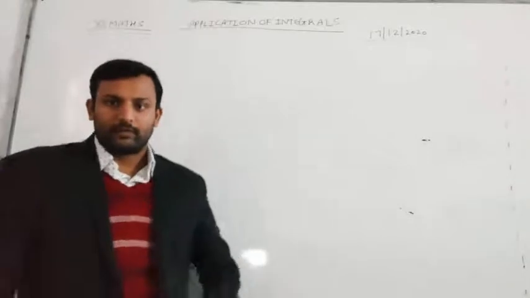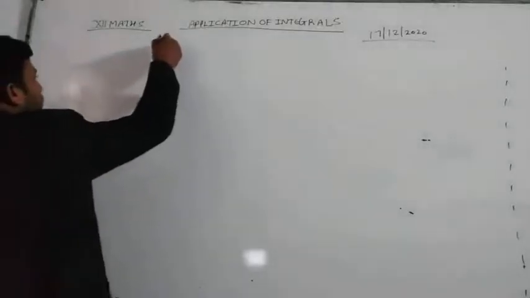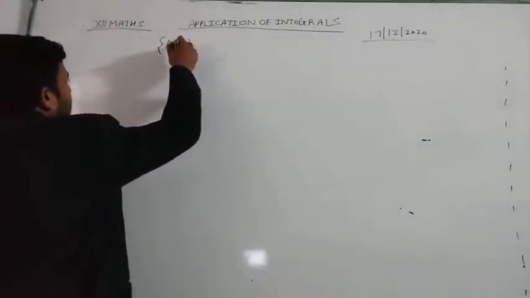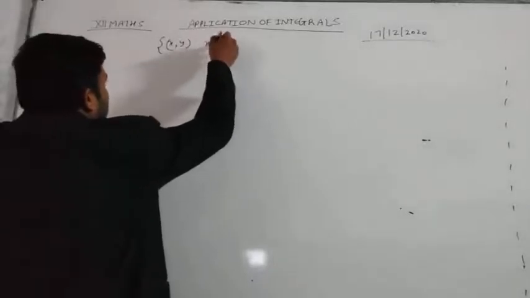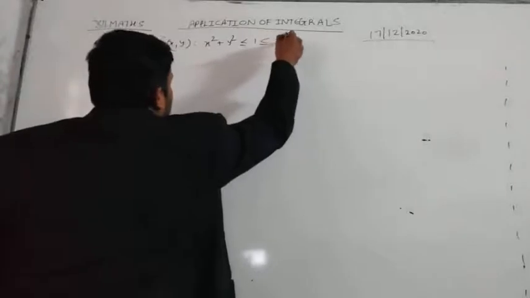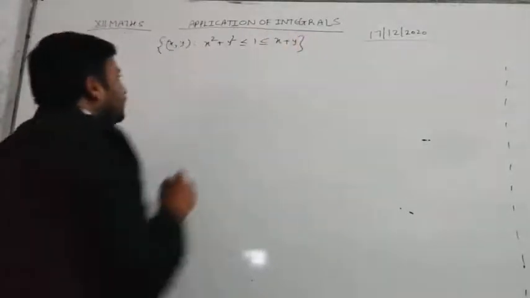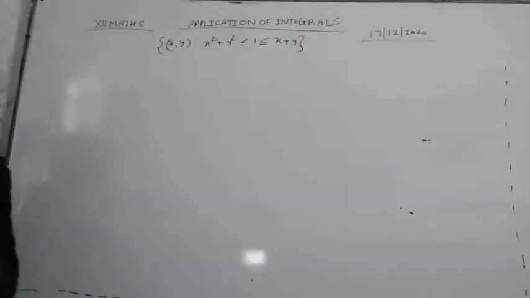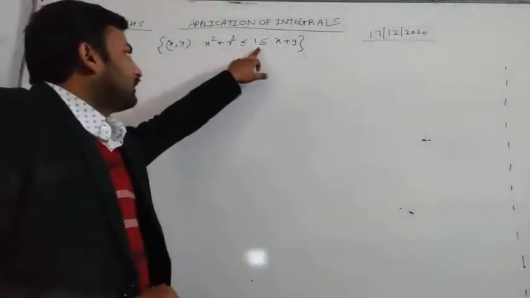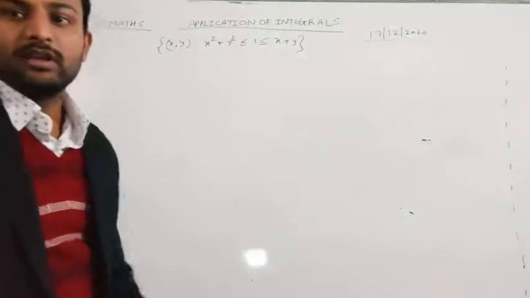Okay, let's see. Our first question is: find the area of the region {(x, y) such that x² + y² ≤ 1 and 1 ≤ x + y}. Find the area of the region bounded by the curve x² + y² ≤ 1 and the line x + y ≥ 1.